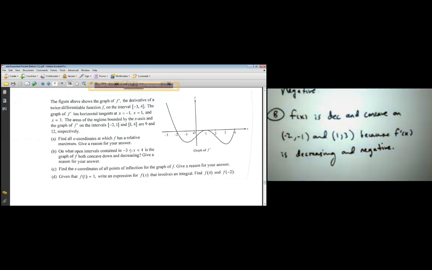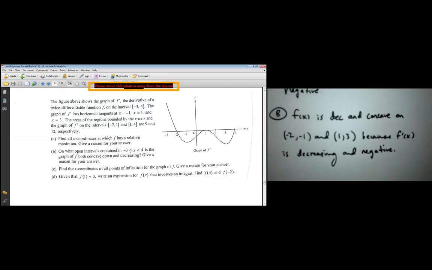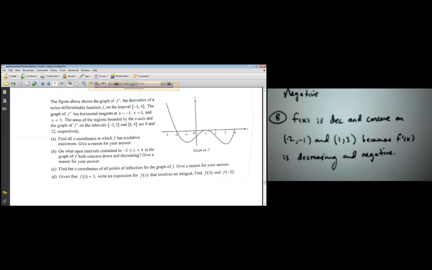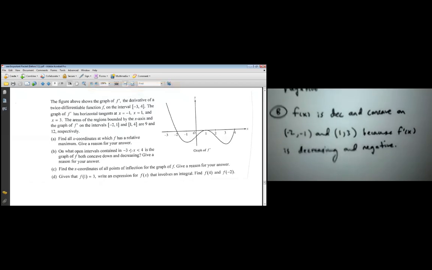So again, that's also 2 points. One for your answers, one for your reasons. Does anybody have any questions on part A or B? Does it matter which order you put decreasing and negative? Nah, that should be fine either way. Any questions, guys? A or B? This is a pretty friendly free response. We should be getting most of this correct, I hope.